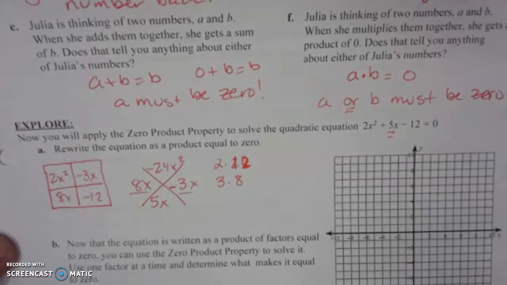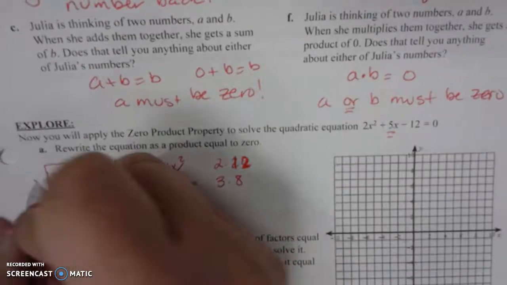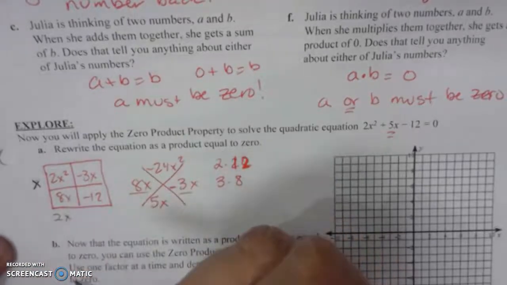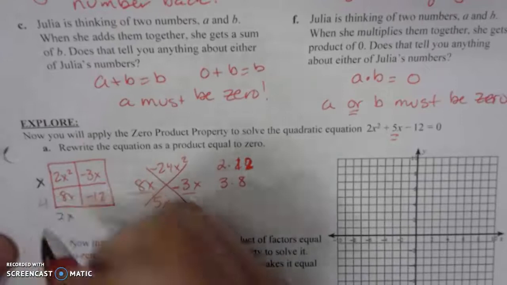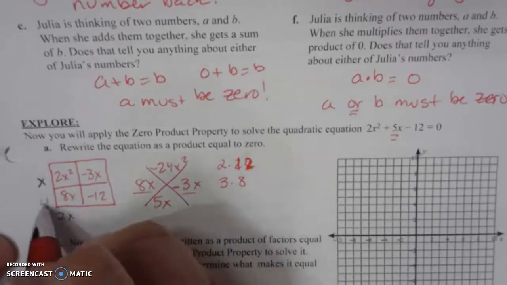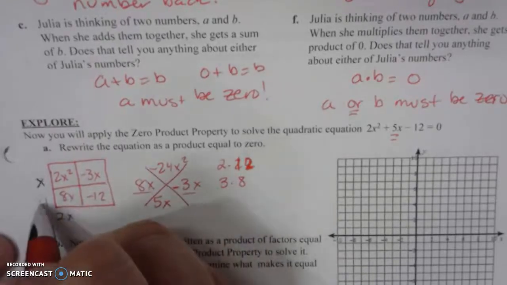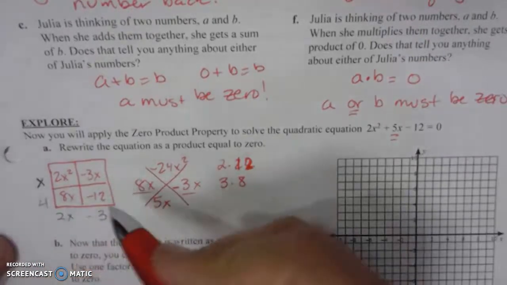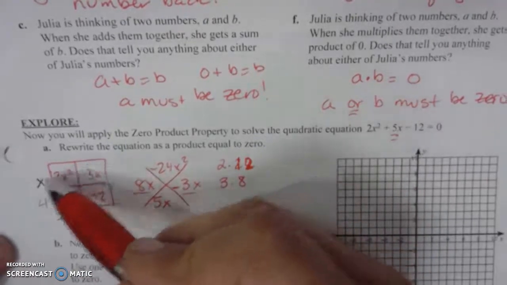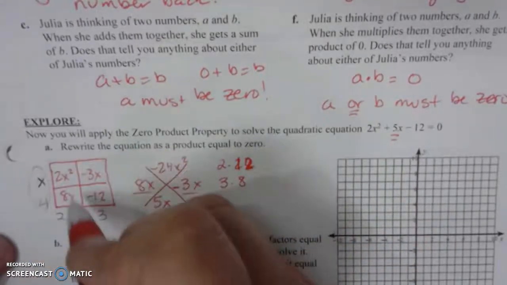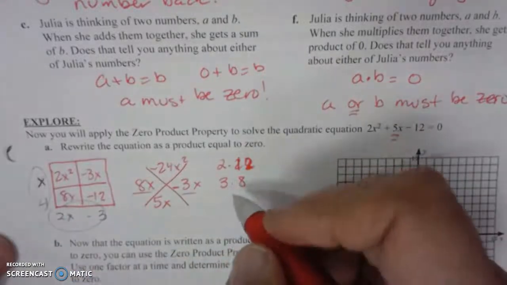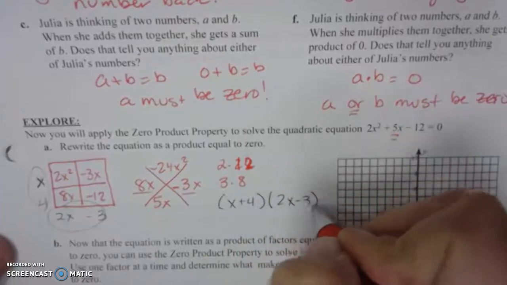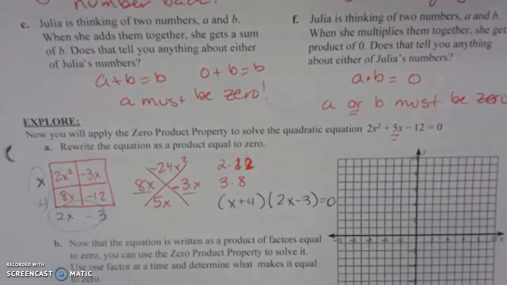Let's go through and pull out what we have in common. This is going to be an x and a 2x, because x times 2x makes 2x squared. Then this is going to have to be a 4, because 2x times 4 is 8x. Then over here, 4 times what makes negative 12? That's going to be negative 3, and that works out nicely because negative 3 times x makes negative 3x. So we have x plus 4 and 2x minus 3 equals 0. That's my product of 0.